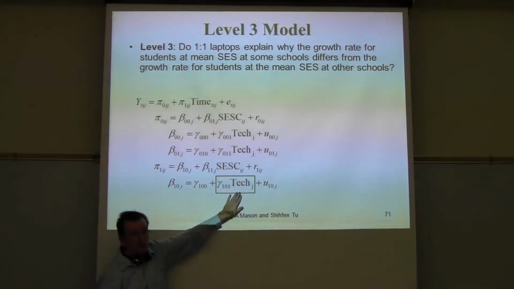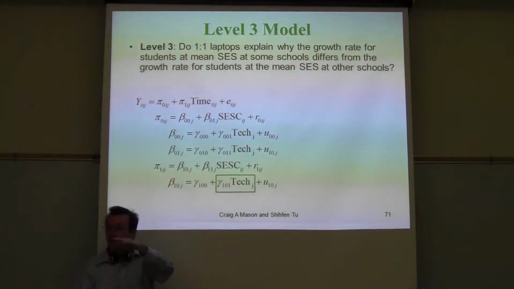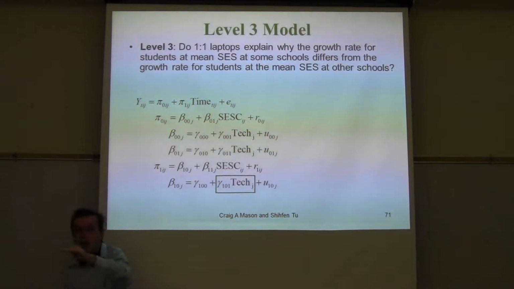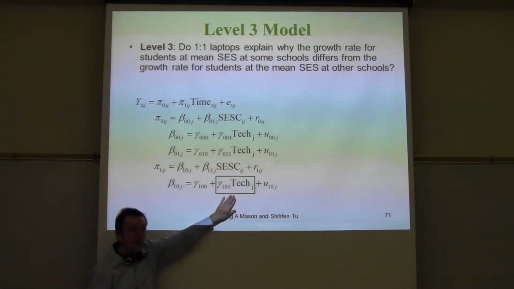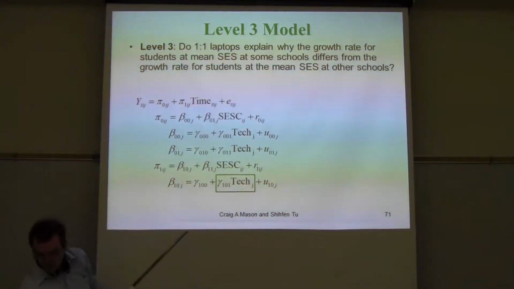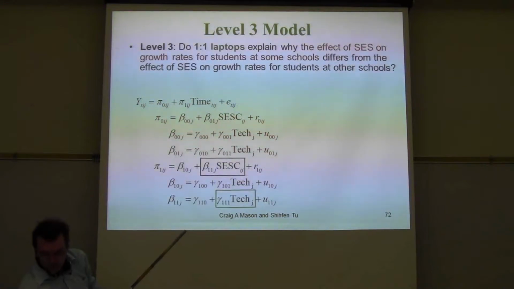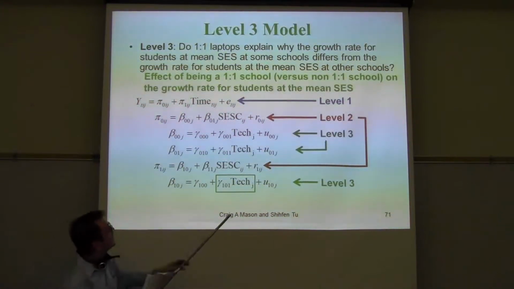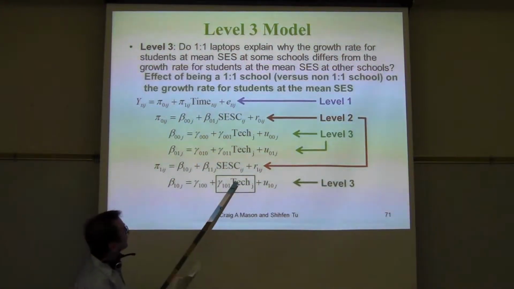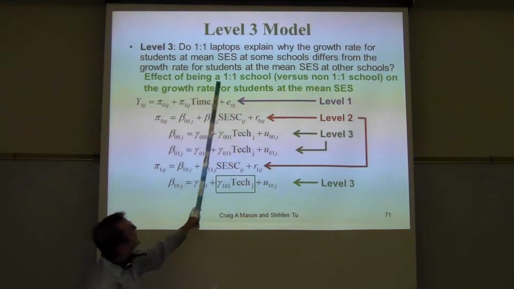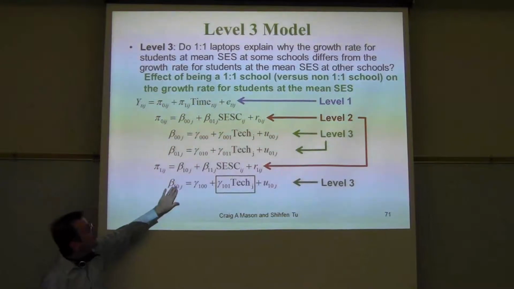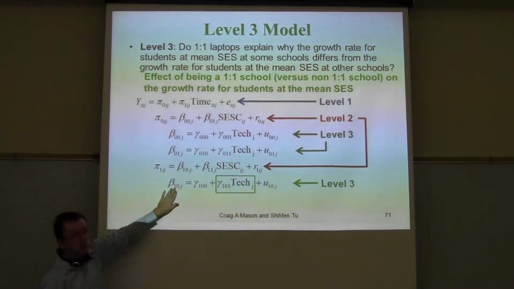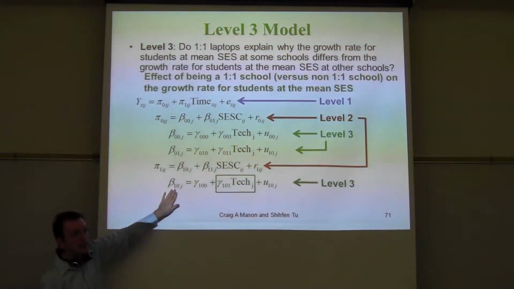It's dummy coded. So that's the difference between a 0 and a 1, between a non-laptop and a laptop school. So that's the laptop effect on those average growth rates. That's the laptop effect, the effect of being in a one-to-one school on what? On the growth rate for students at the average SES.